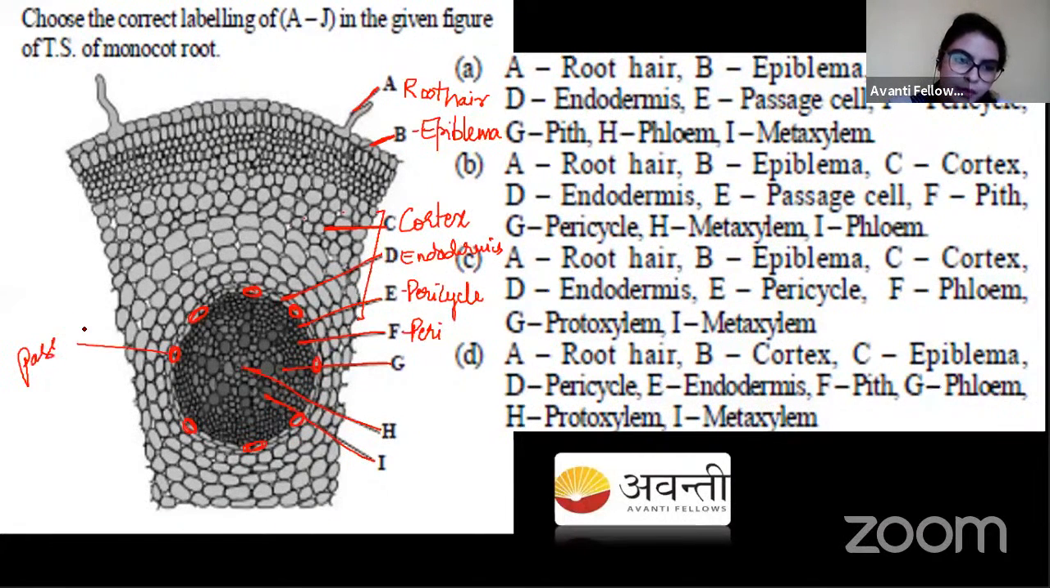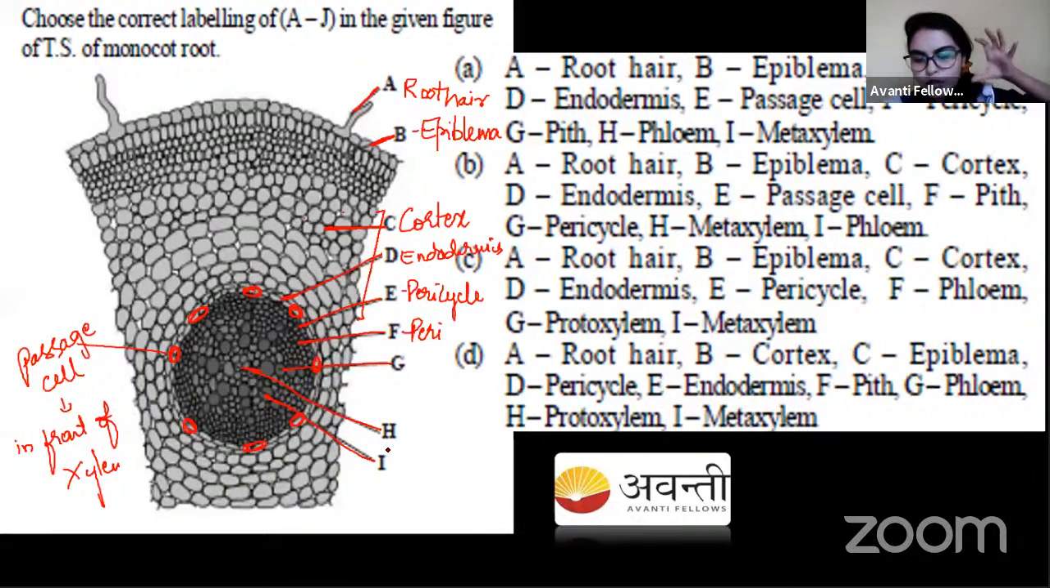And always remember, passage cells will always be in front of xylem. They are present in front of xylem. Why? For the transportation of water. Here, water will be absorbed from the root hair, travel and come towards the passage cell, and from here it will move to the metaxylem. From here it will be shifted to the xylem of the stem. So this is how it's going to work.